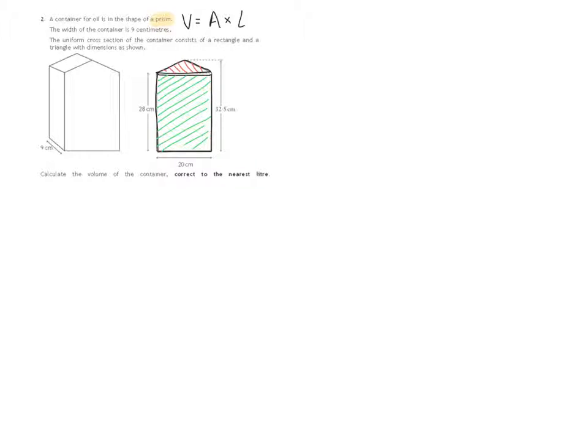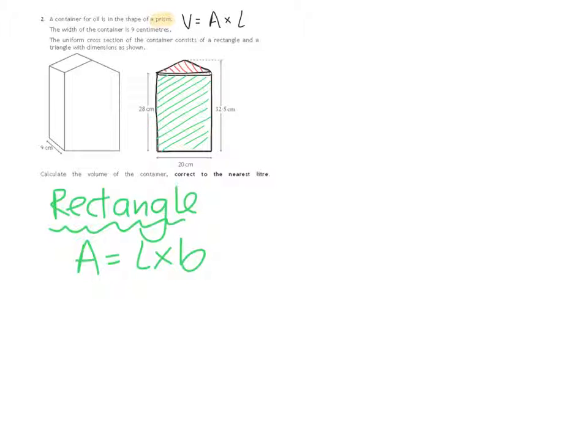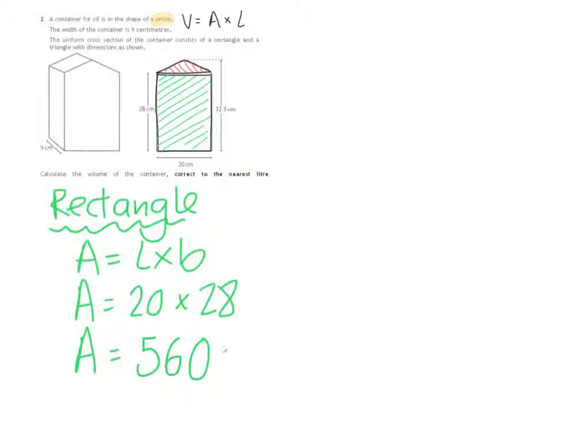So first of all, the area of the rectangle. You should know that the formula for this is area A equals the length times the breadth. That means our area A equals 20 multiplied by 28, and that then gives us 560 square centimetres.